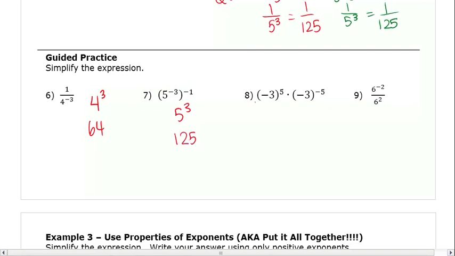Number 8, I see a common base, so I'm going to add my two exponents together. So I get negative 3 to the power of 0, which equals 1. And number 9, it's kind of like D, so there's two options of doing this. Okay, I choose to move my negative exponents first. So I'm going to stick that 6 squared down in the denominator with the other 6 squared. That's going to be 1 over 6 to the 4th. And if you multiplied that out, you get 1 over 1296.